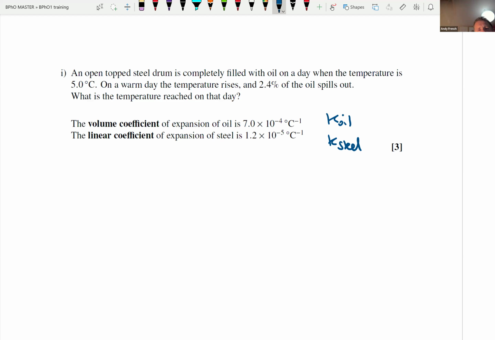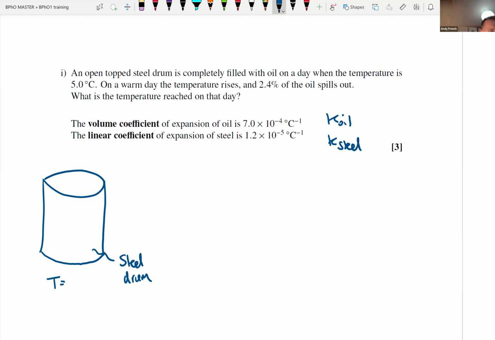Let's get a sense of what's going on. We've got this cylinder filled with oil. Here's our oil drum. This is a steel drum, and it's at T equals 5 degrees Celsius. I'm just unpacking what's going on here. I'm going to draw a picture, and this gives me a little displacement activity to gather all my thoughts together. So this is oil, and there's V oil.